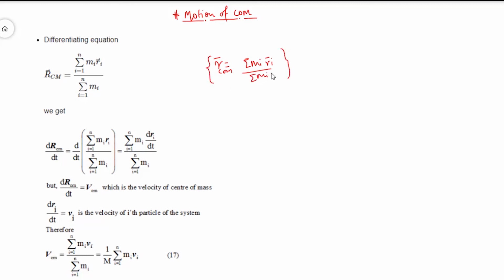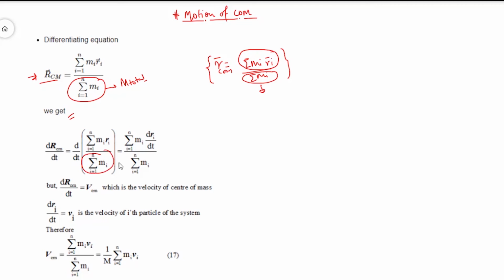Okay, in this case the summation of mi is the total mass of the discrete particle system, and this is the mass-weighted position vector summation. So this is the same thing: R CM is equal to the summation of mi ri, i going from 1 to n, divided by the total mass of the system. So this is my M total. Okay, so if I'm going to differentiate it, I'll get dr by dt, and I can do d by dt.